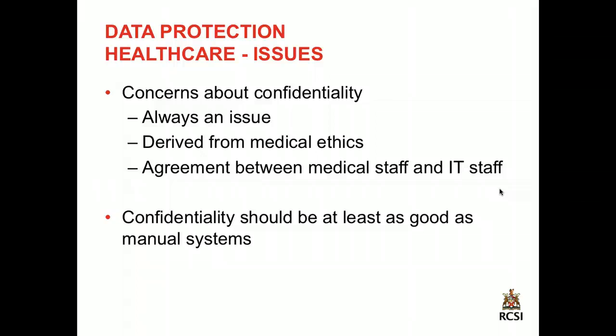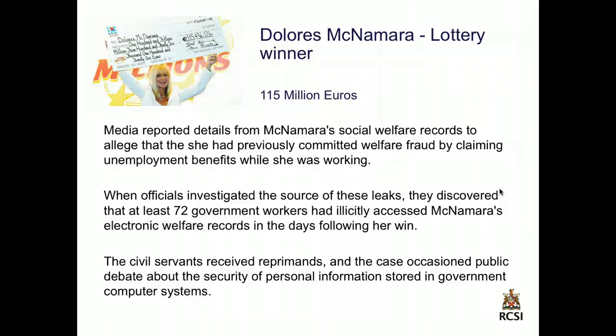An example of this confidentiality issue, and this was highly publicised at the time, you will remember the extremely lucky Dolores McNamara, who won €115 million some years ago now. It was reported at the time, her social welfare records, it was alleged that Mr. McNamara had committed social welfare fraud. And this came out in the papers. So immediately, where did this information come from? Whatever the case, anybody's social welfare record is private and not open to comment in the media.